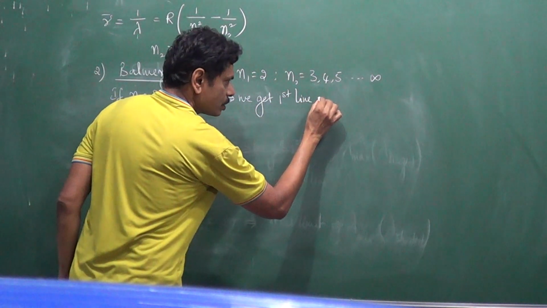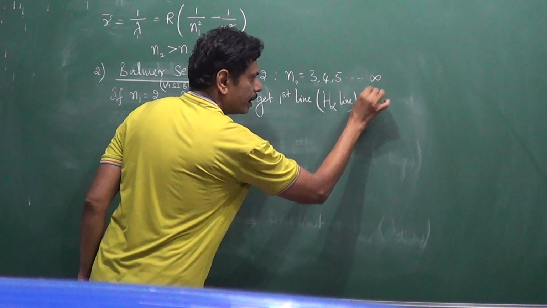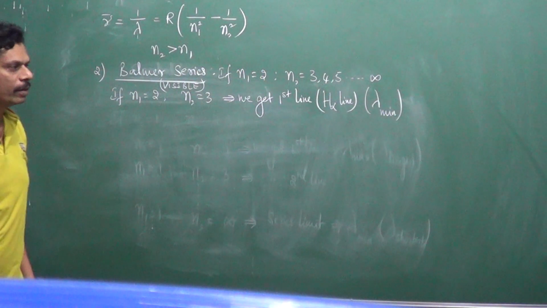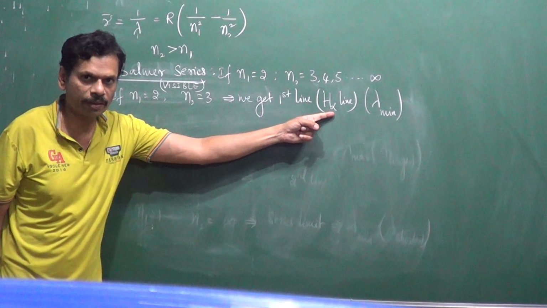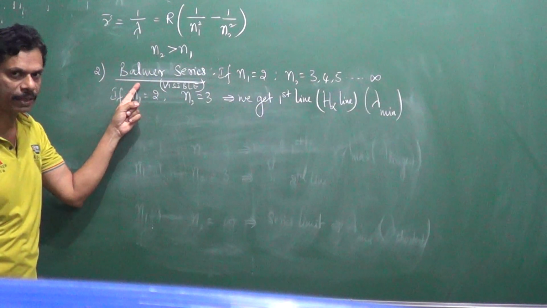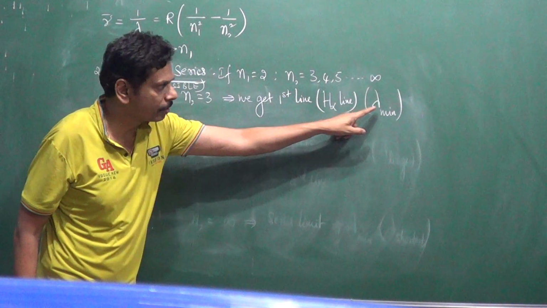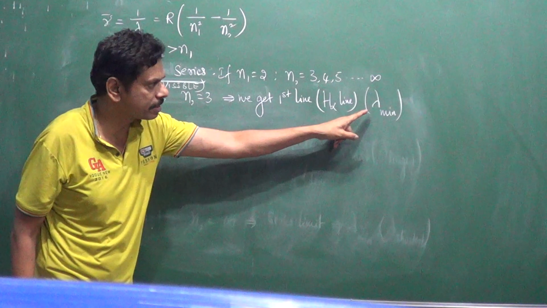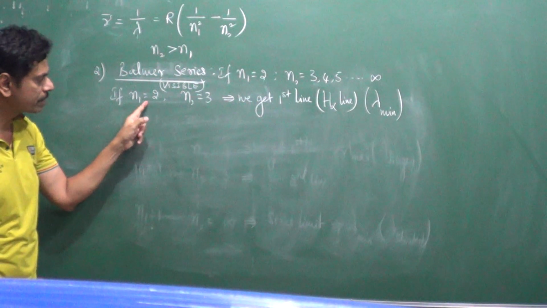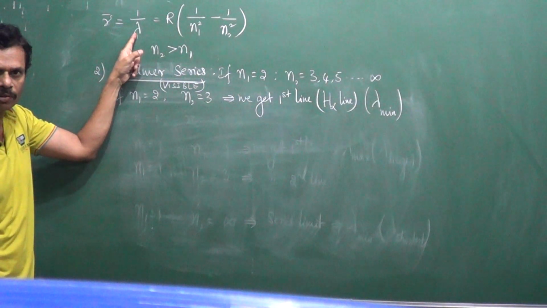The first line is also called the H alpha line, the hydrogen alpha line. If they ask in the examination, calculate the wavelength for the H alpha line, we have to put these numbers, n1 is equal to 2, n2 is equal to 3, in this equation. Then we can calculate lambda for 5 marks.